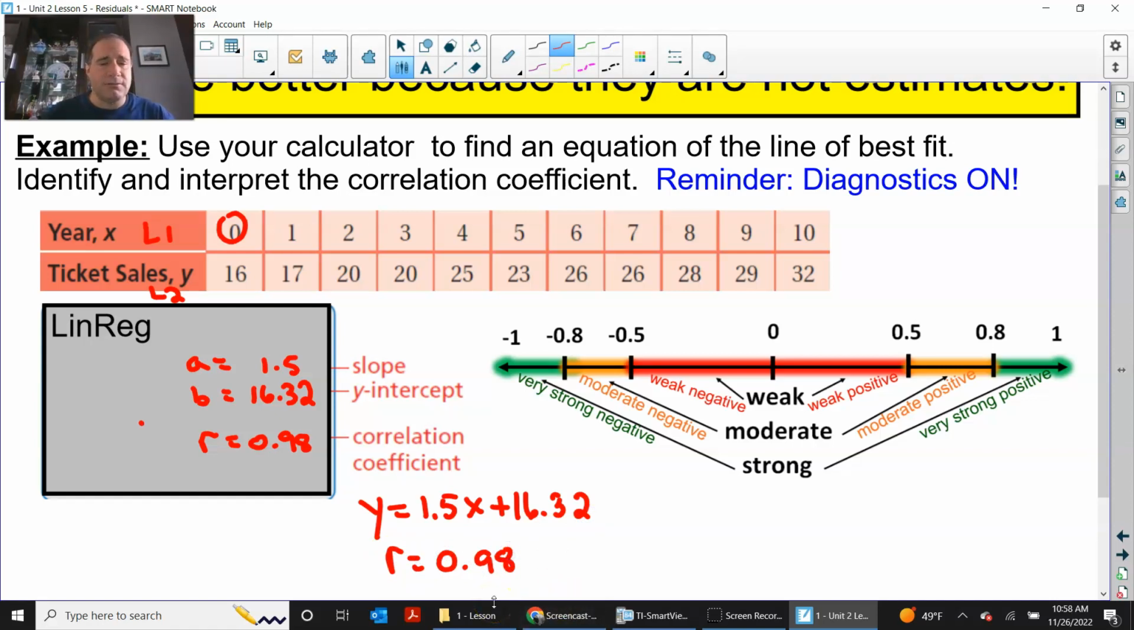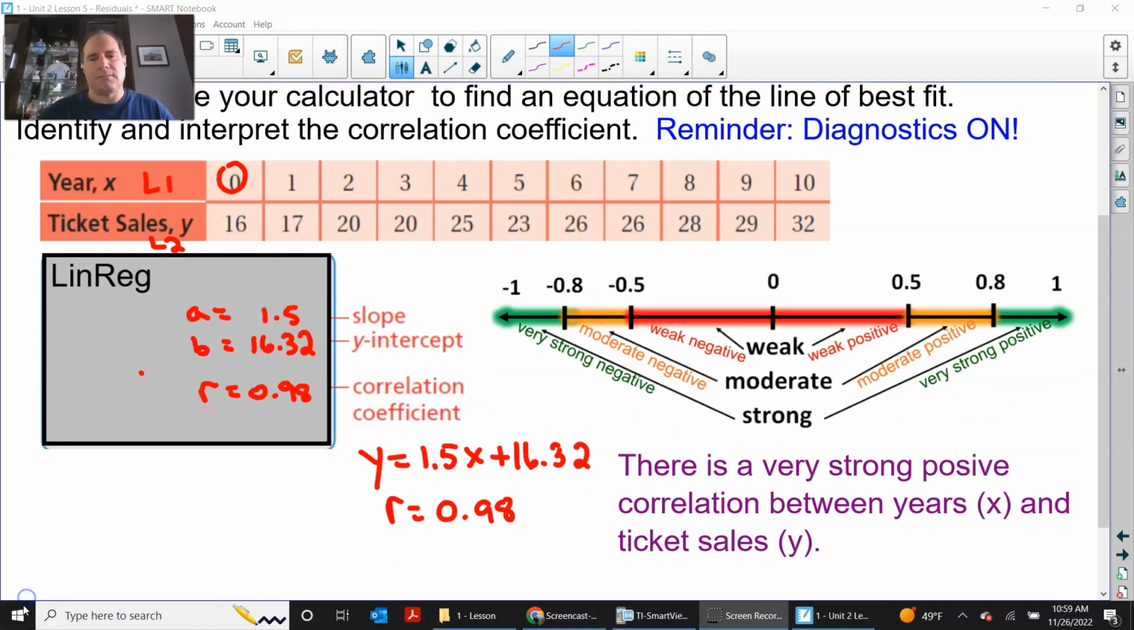So taking a look at 0.98, there is a very strong positive correlation between years and ticket sales. So that's how you state it. There is a very strong positive correlation between years, the number of years, and ticket sales. So I'll write that down, and that's it. Very strong positive. All right.